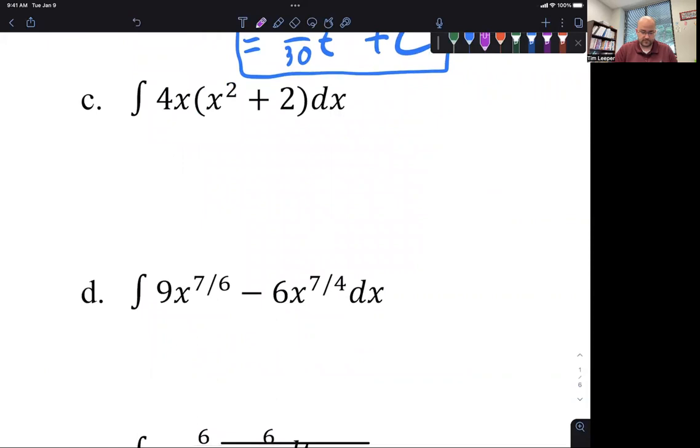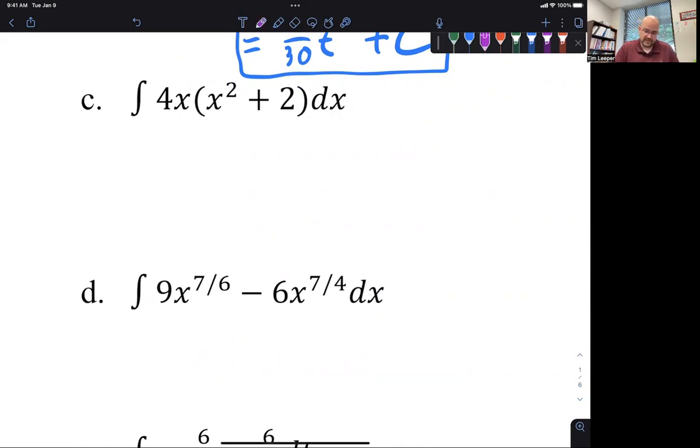C, the integral of 4x times x squared plus 2 dx. Now, when it's written like this, this will confuse some of you into thinking that you have to use a u substitution. You don't in this case. The reason you don't is because the exponent right here is an understood 1. If this was any other exponent other than a 1, we would use u substitution here.